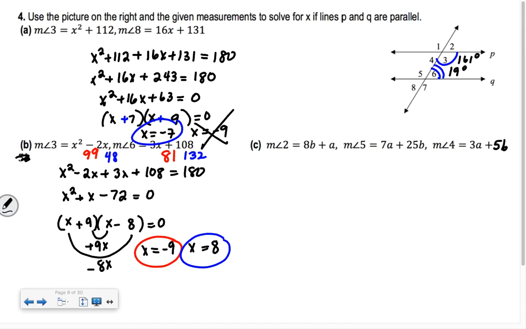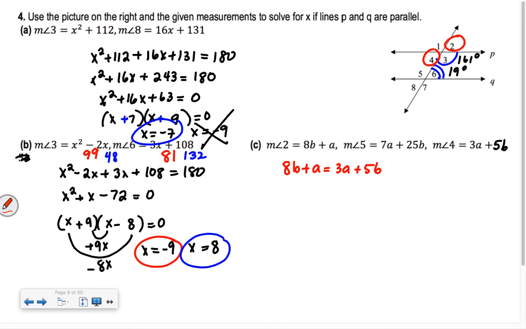All right, so the next one, measure of angle 2, 5, and 4. So what do we need? It looks like 2 and 4 are the same angle. They're both acute, right? Those are going to be vertical angles. So we're going to say 8b plus a has to equal 3a plus 5b. That's one equation we could use. Now we only need one more equation in order to solve. If we have two variables, a and b, we need two equations in order to solve it.